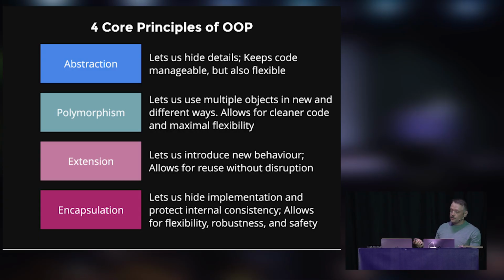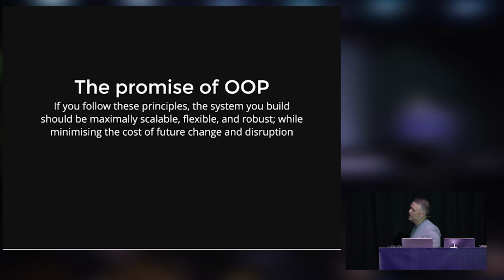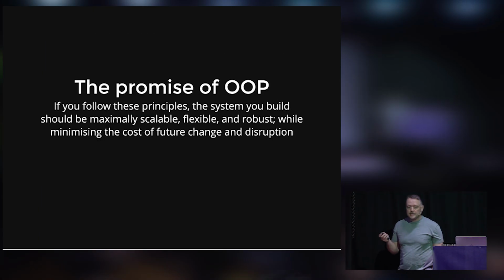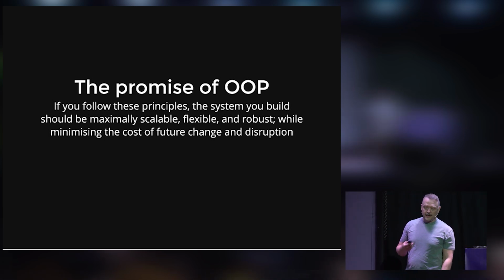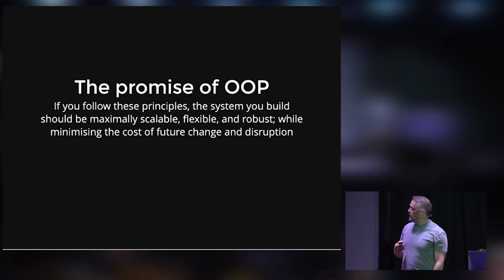All of these principles work together to contribute to a code base that is more scalable, robust, and flexible. And this is the promise of object-oriented programming. If you follow these principles, the system you build should be maximally scalable, flexible, and robust, while minimizing the cost of future change and disruption.